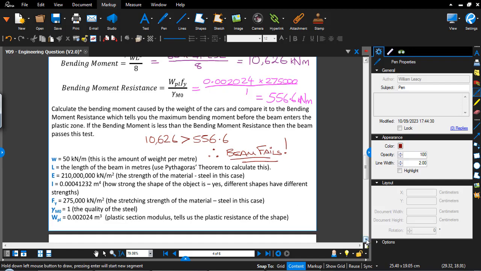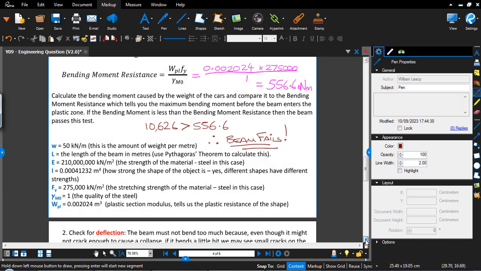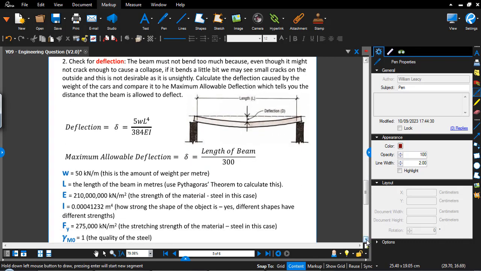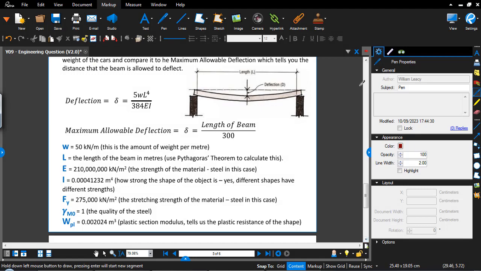It's not big enough. And I'm going to reveal some information at the end too. Anyway, let's check it for deflection. This is actually going to be worse, believe it or not. So deflection is 5WL to the 4 over 384 EI.